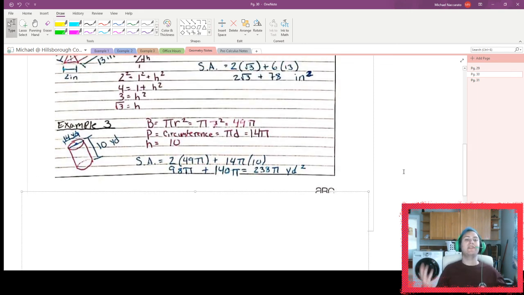So if you have any questions about surface area of prisms and cylinders, go ahead and let me know. There is your first IXL that you can start working on. It's all about prisms and cylinders only, so you can kind of stay focused on that idea.